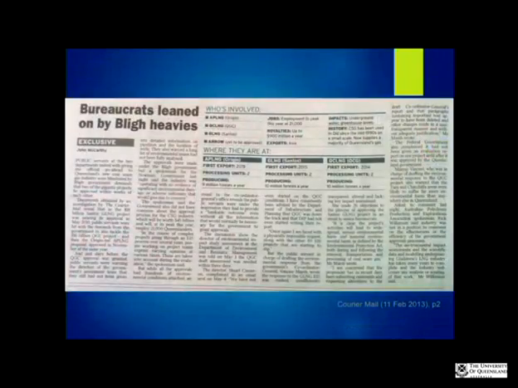And this is an excerpt of it. "Bureaucrats leaned on by Bligh heavies," it says. And it says, "Public servants at the two departments tasked with giving the official go-ahead to Queensland's new coal seam gas industry were blindsided by Bligh government demands that two of the gigantic projects be approved within weeks of each other."